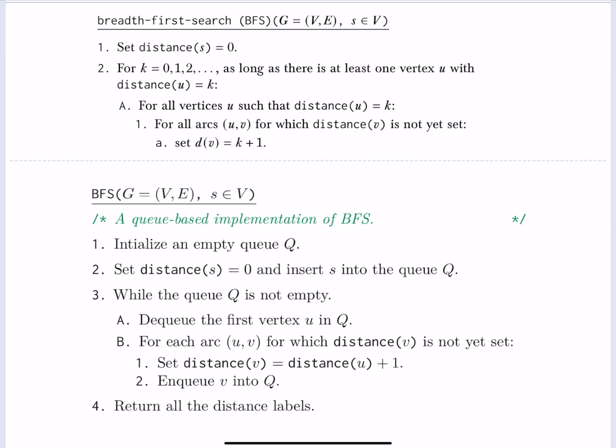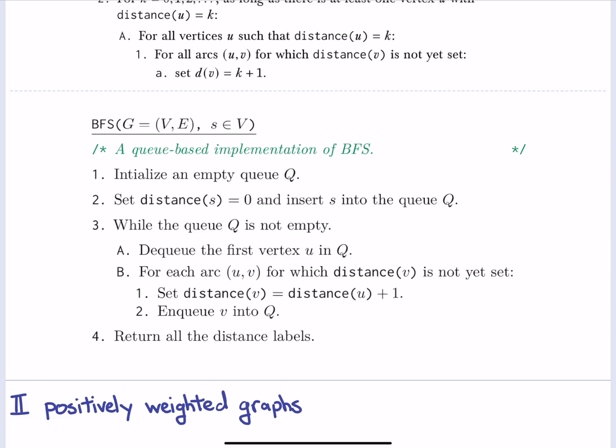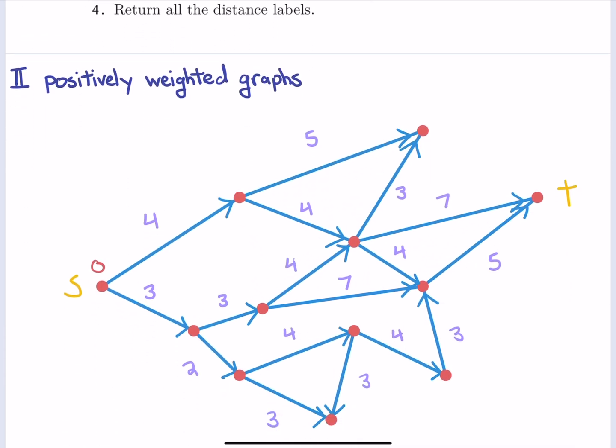And every time you label a vertex, you just put it into the queue. Then you take out a vertex, look at its neighbors and label them. What's going to happen is that layer 1 is going to move through the queue, and then layer 2, and then layer 3, so you'll get the same algorithm. Same algorithm, 2 different implementations. All right, so much for unweighted graphs.